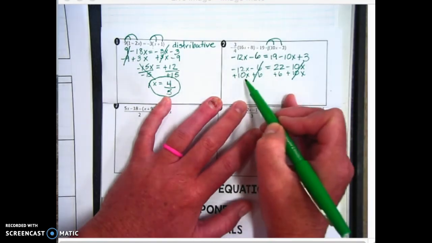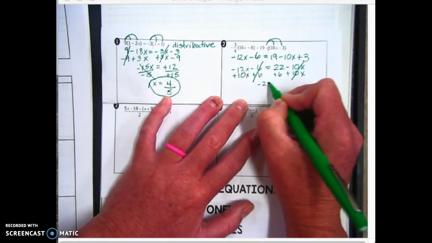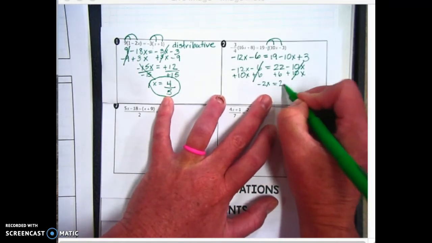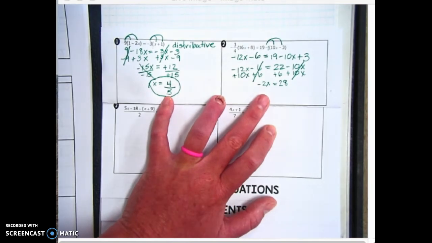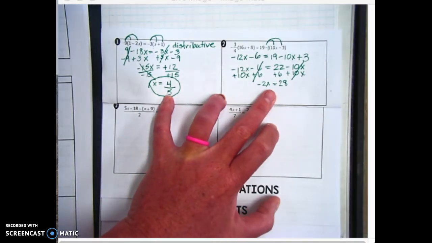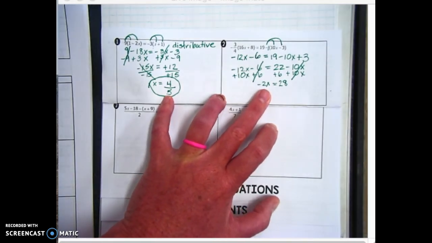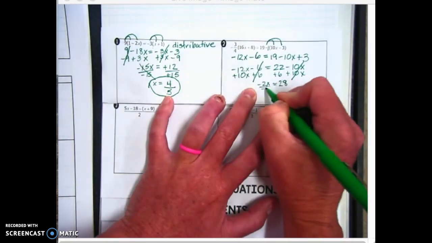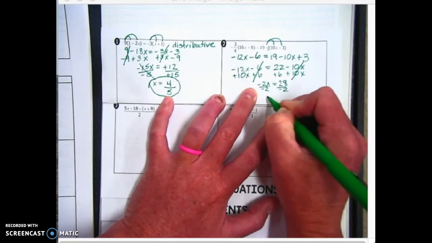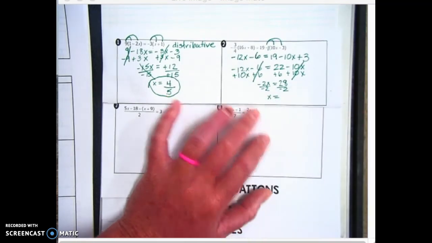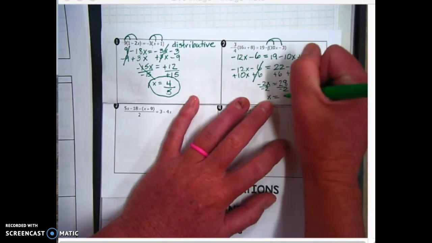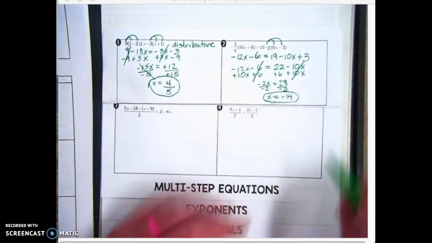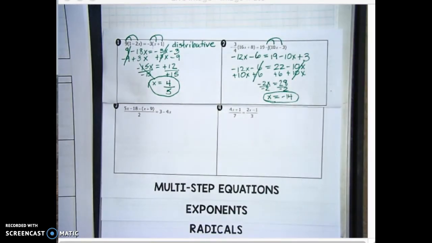So negative 12x plus 10x is negative 2x. And 22 plus 6 is what? 28. That x is being multiplied by negative 2. So I'm going to do the inverse operation, which is to divide by negative 2. So we get x is equal to negative 14. No fraction this time. Awesome. Any questions on number 2?